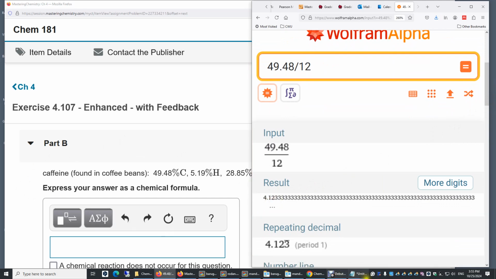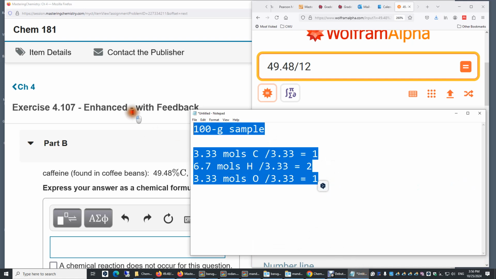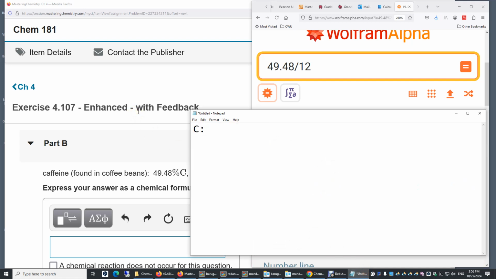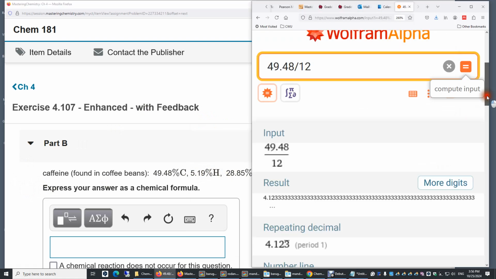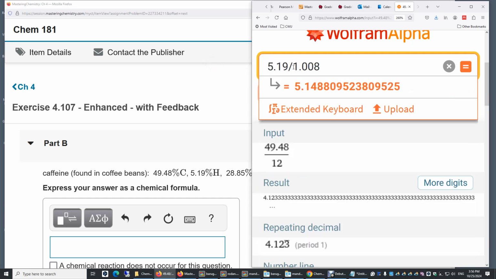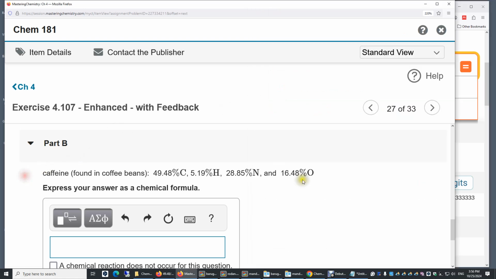4.123. Okay, we'll just keep this number. Carbon, 4.123 moles. Now let's look at hydrogen. 5.19 grams of hydrogen, so 5.149 moles.